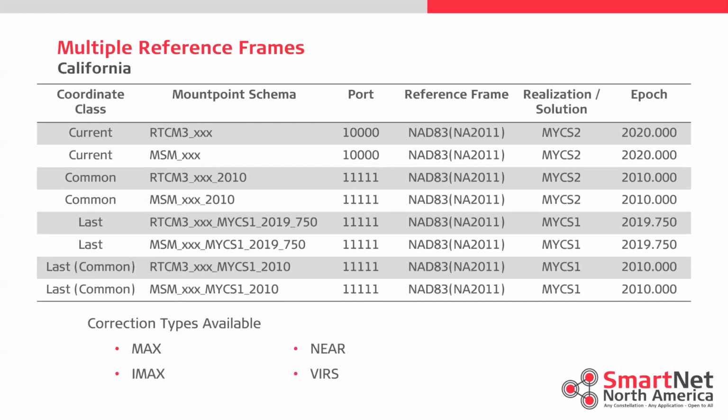In California, it gets a little bit more confusing, a little bit more complex, because you got current, common, last common. Again, if you don't see MYCS1 in the call out here, then that means it's going to be a MYCS2 solution. Again, port 10,000, which is a vast majority of our users, they will be updated to the MYCS2 solution, to the new broadcast coordinates. So this will affect what you see out in the field.